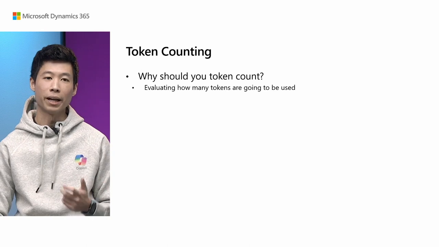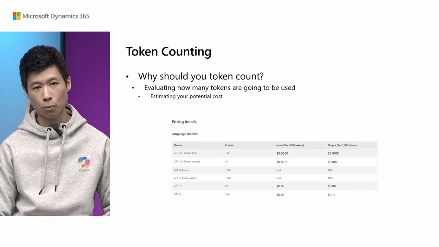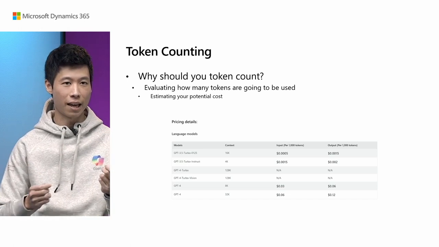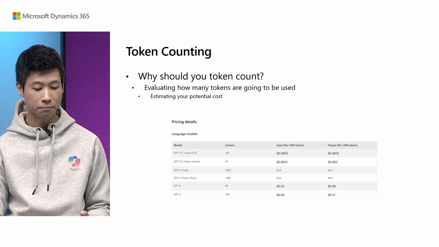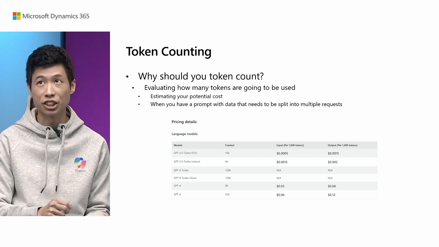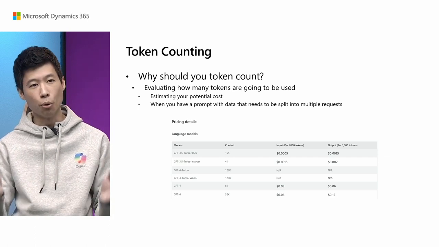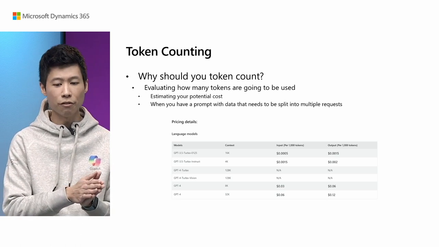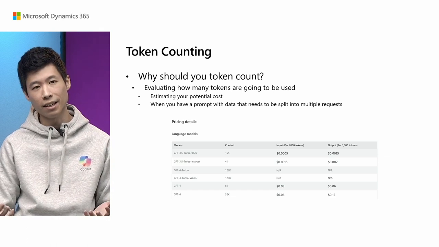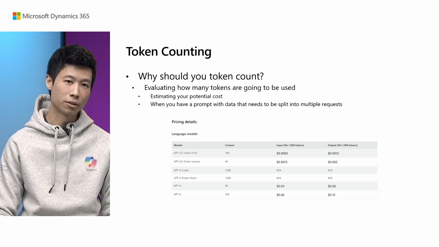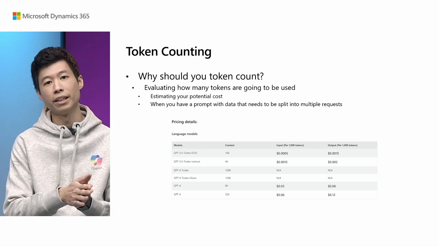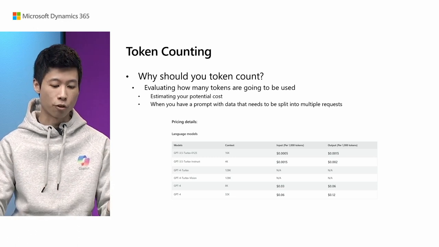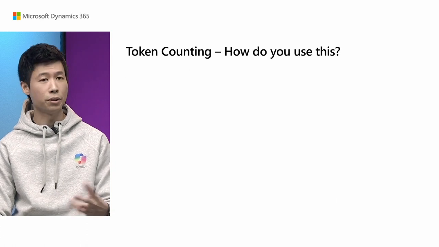So why is it important? Why should you token count? You would like to evaluate how many tokens are going to be used, because then you can estimate what your potential cost is, because your cost and number of tokens you're going to use are related. For every 1,000 tokens, there's an associated amount of cost depending on the model that you're using. It's also important to note how many tokens you're going to use, because a model has a limit to how many tokens it can take in as input. If your prompt, including the data that you're going to send in, is greater than the number of tokens available for the model, you're going to have to split that request up into multiple requests. So it's very beneficial to know the exact number of tokens you're going to use so that you can determine how you're going to split up your requests for each request you're going to make.